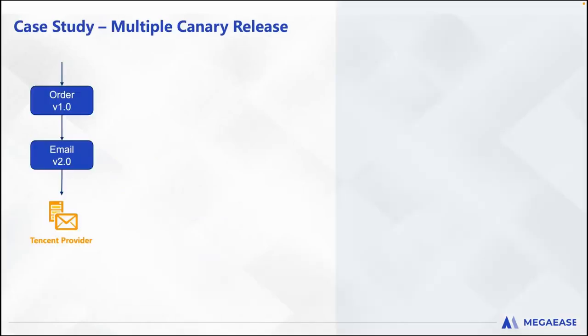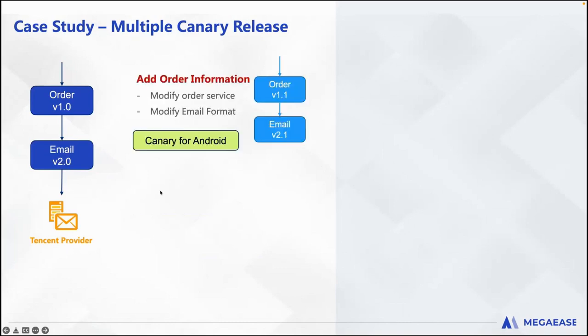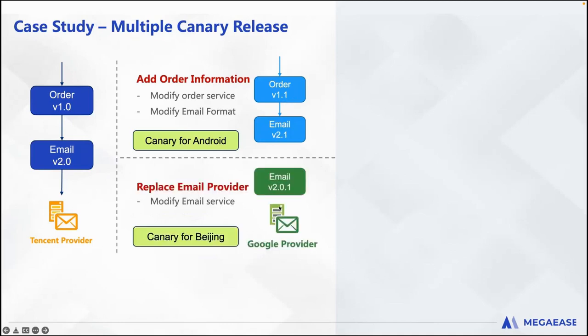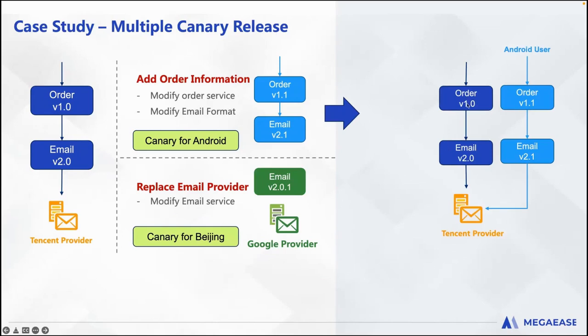Let's use another practical example to illustrate the difficulty of multiple canary releases. For example, there are now two services, order v1.0 and email v2.0. The service order calls the service email, and the service email uses the third-party email provider Tencent provider. And we decided to add some information to the order entity as a test version for Android users only, since the changes to the order entity affect both services which need to be changed. We added order v1.1 and email v2.1 to apply this change.